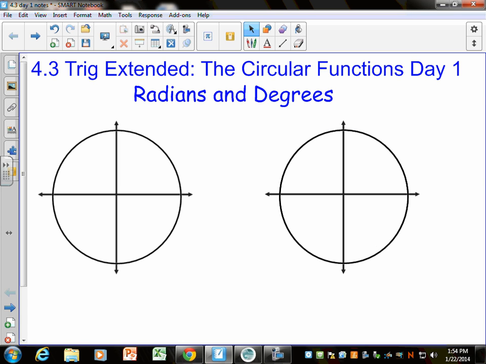So let's label what we know. We know this is 0, and this is how many radians? Pi radians. So what's up here at 90 degrees? Half of pi is pi halves. And if this is pi, and this is half of a pi, what's down here? Yeah, 1.5 pi, or 3 pi halves, because we like to write them as fractions. And if you haven't been writing them as fractions, you want to write it as a fraction as much as you can. Fractions, that's the way we write radians, way better than decimals.